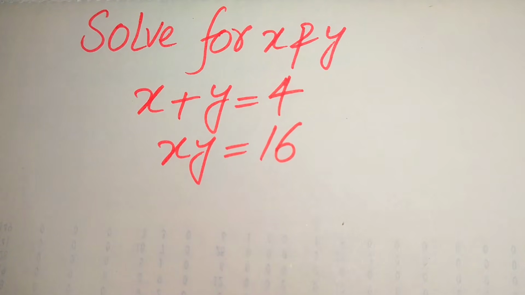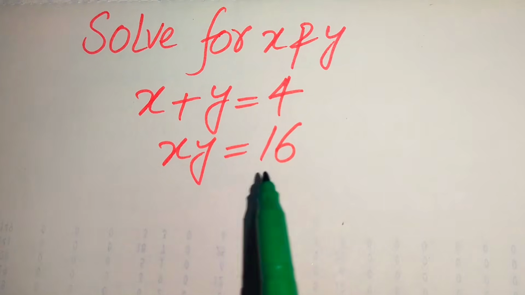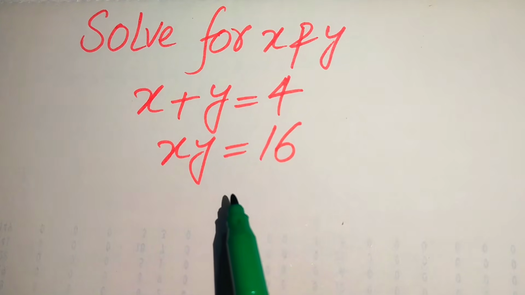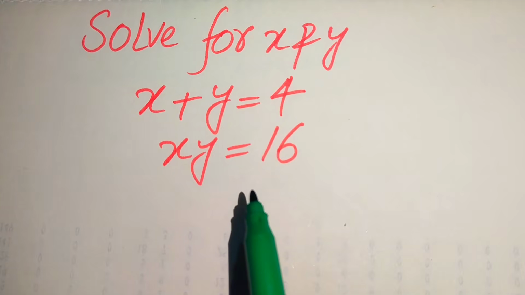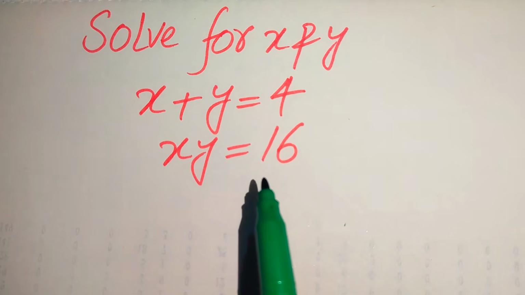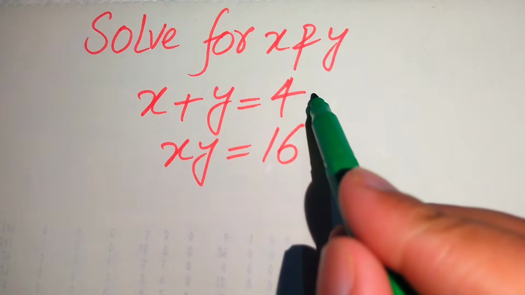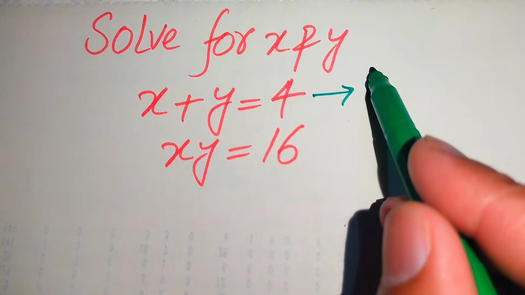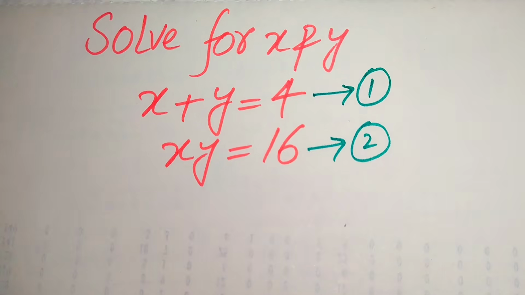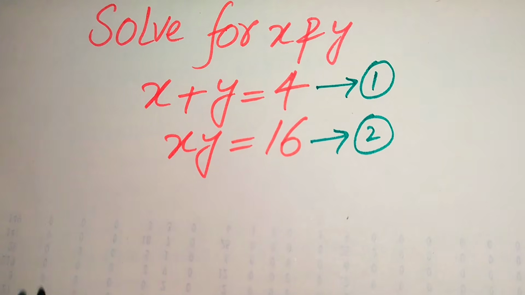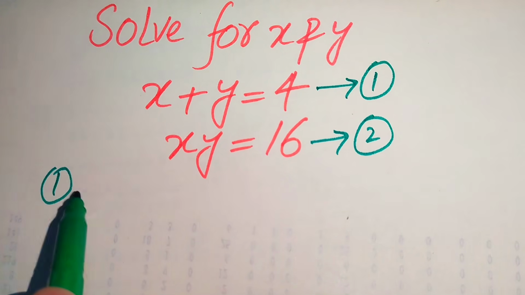So here we have x plus y is equal to 4 and xy is equal to 16, and we solve these two simultaneous equations and we get the values of x and y. So here first we will denote this as equation number 1, and this is our equation number 2.